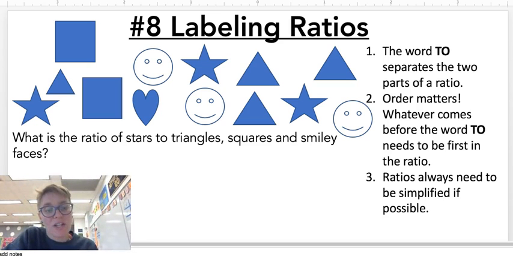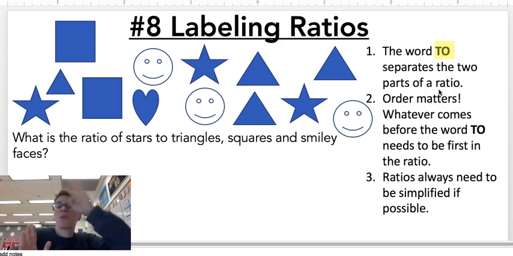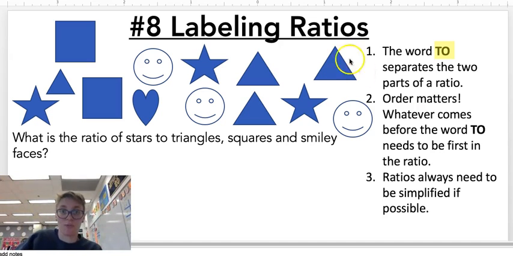It says, what is the ratio of stars to triangles, squares, and smiley faces? Let's look at our first key point. First of all, it says that the word "to" separates the two parts of a ratio. So everything before the word "to" is one part, and everything after the word "to" is another part of the ratio. So let's make sure we understand that.